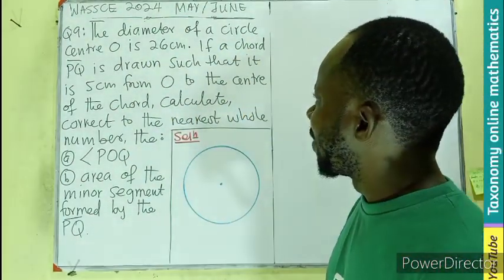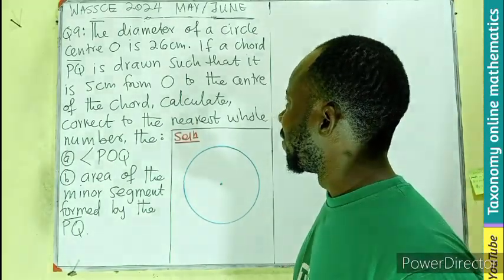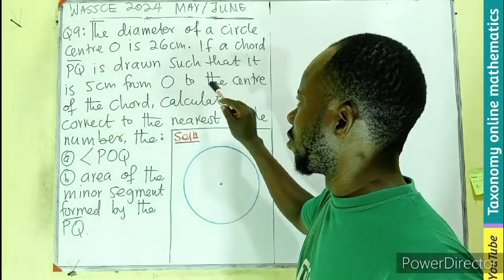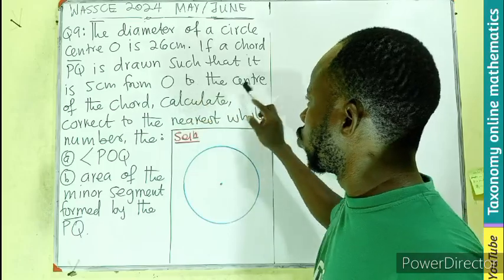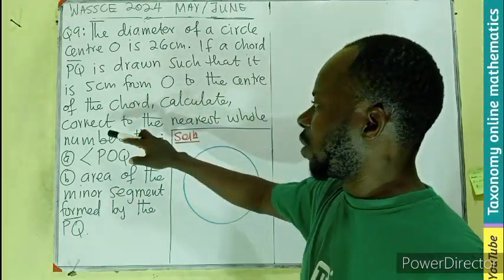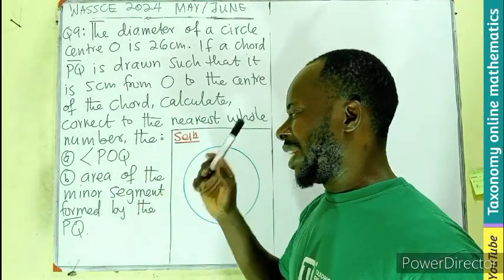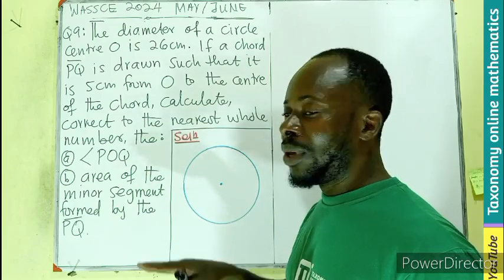The diameter of a circle with center O is given as 26 centimeters. If a chord PQ is drawn such that it is 5 centimeters from O to the center of the chord, we have to calculate, correct to the nearest whole number, the angle POQ, then the area of the minor segment formed by the chord PQ.